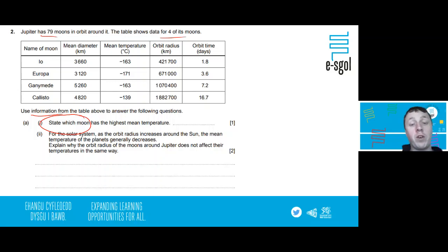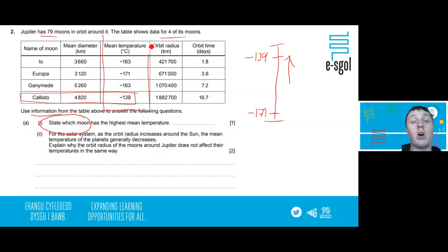So what we're looking for here is an understanding of the temperature scale, and that the highest, especially when they're in the negatives, will be found as you move back up. So not when it's at as low as minus 171. We are looking to move up the scale to minus 139. That way, the correct answer is hopefully clear, and it is Callisto, because we read the column mean temperature, because the question is focused on temperature.